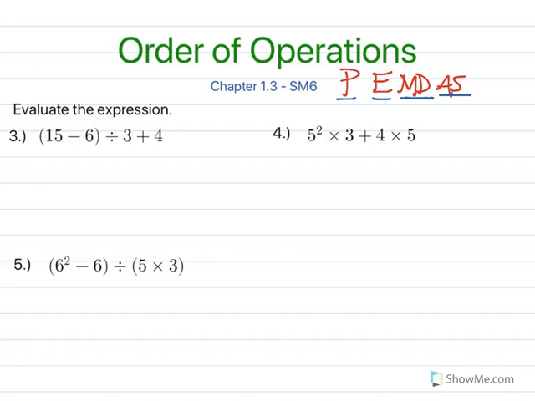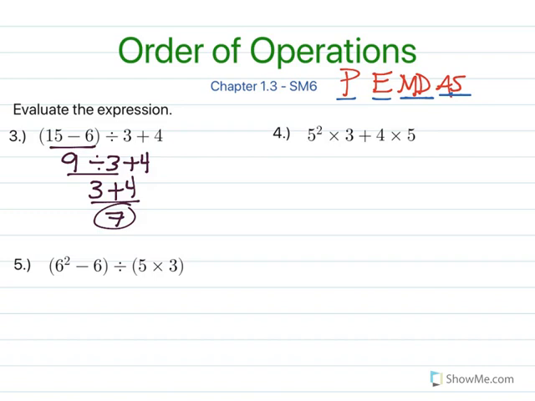I begin by asking myself, do I have any parentheses for number 3? I do. I have 15 minus 6. I'm doing that first. That gets me 9, divided by 3 plus 4. So I bring everything else down. Then I look, do I have any more parentheses? Nope. Do I have any exponents? No exponents. Do I have any multiplying or division? I do have division. So I'm going to divide next. 9 divided by 3 is 3, plus 4. And now I can add, and I get 7. And so that's how I would solve this third problem.